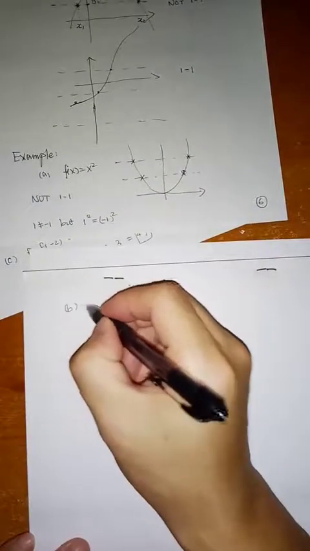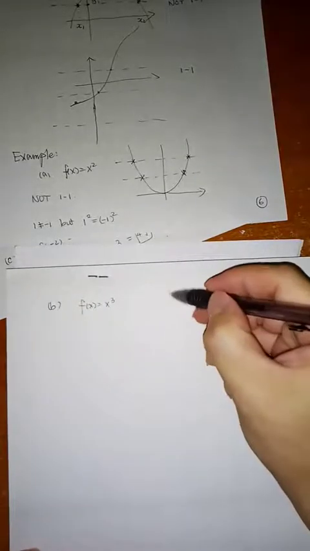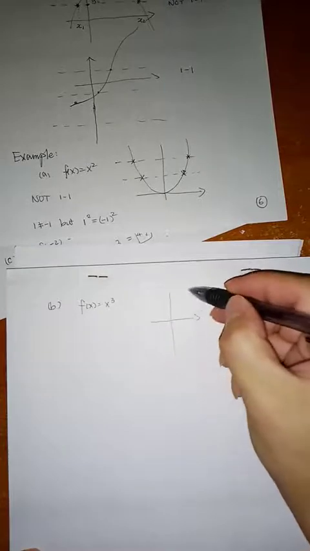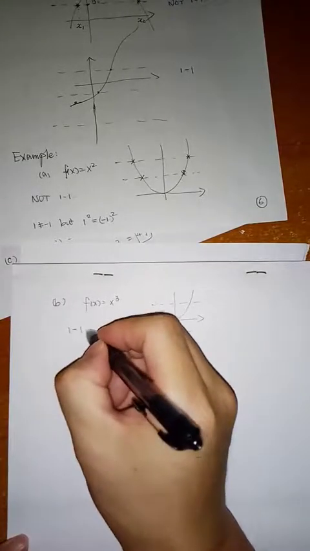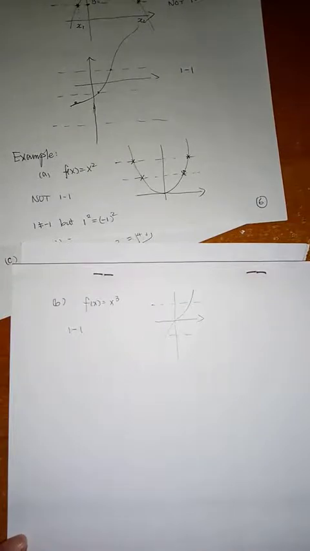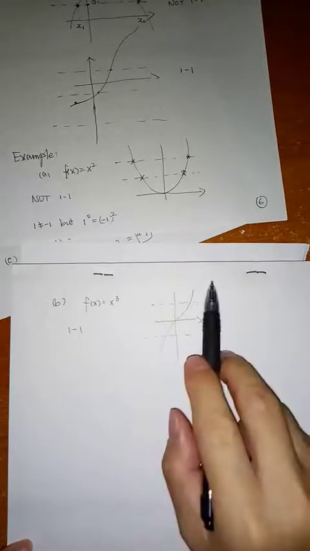And if you have a cube function, you do a little bit of computation, you will see the graph looks like this. And you can draw whatever horizontal line, there's only one intersection point. So it is one-to-one. This function is a one-to-one function. Remember, when we have such a graph, if you move from left to right, you're rising up. This is called increasing. If you're going down, it's decreasing.